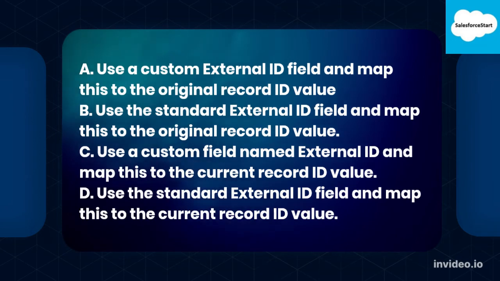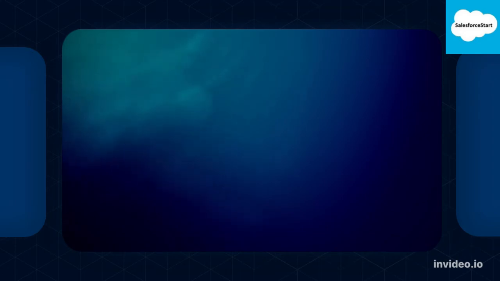A. Use a custom external ID field and map this to the original record ID value. B. Use the standard external ID field and map this to the original record ID value. C. Use a custom field named external ID and map this to the current record ID value. D. Use the standard external ID field and map this to the current record ID value.